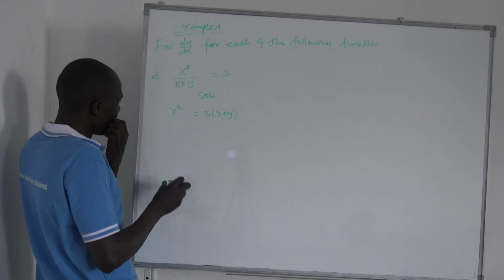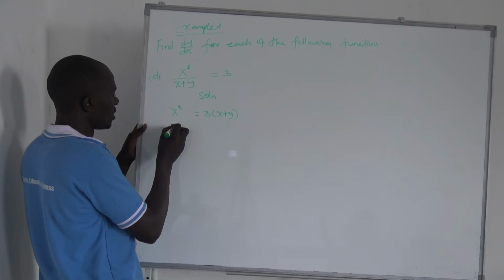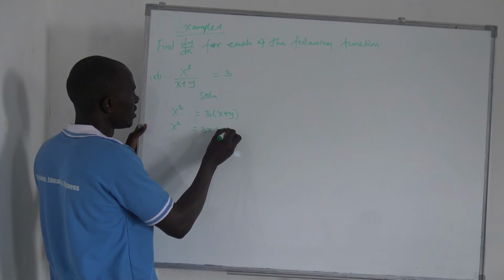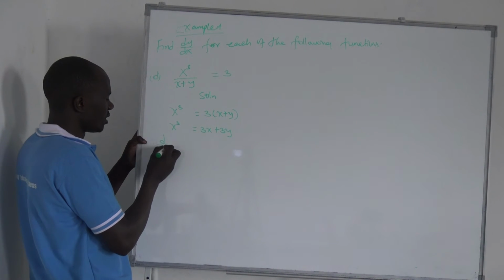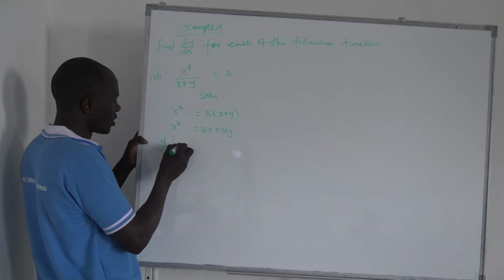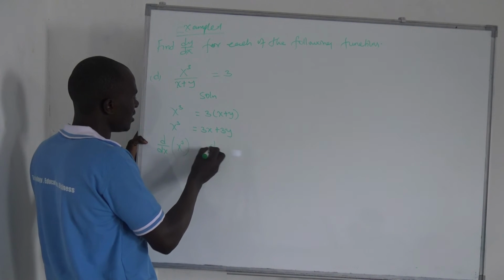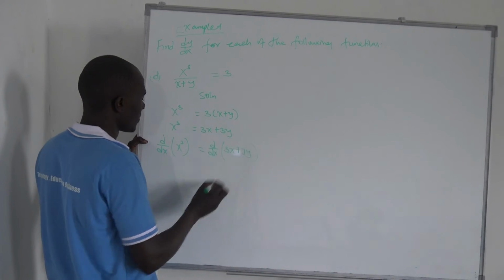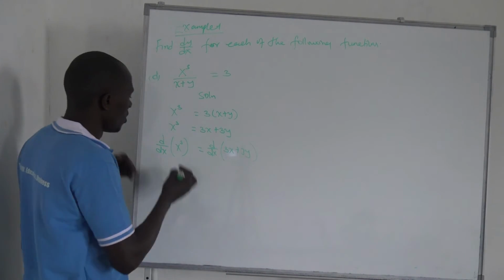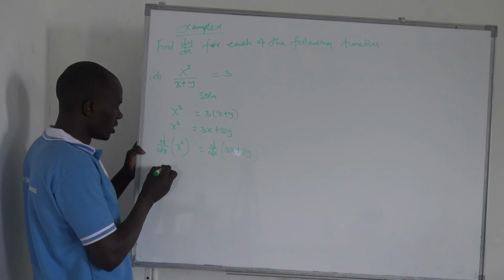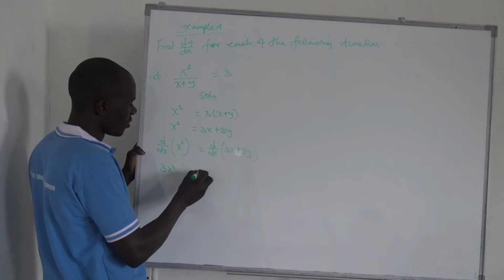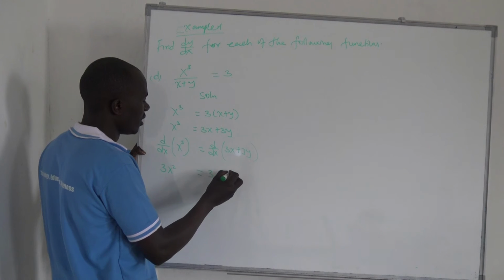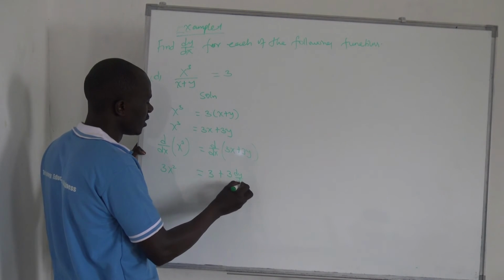Very good. Then you are free to open the bracket. So this is x cubed equals 3x plus 3y. So when we look at d dx of this side, x cubed equals d dx of 3x plus 3y. Can we differentiate this with respect to x? When you differentiate x cubed, you get 3x squared equals, when I differentiate 3x, I get a 3, plus, when I differentiate 3y, I get a 3 dy dx.